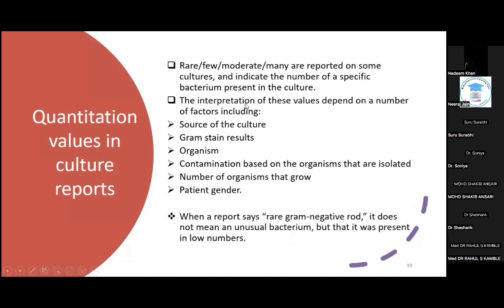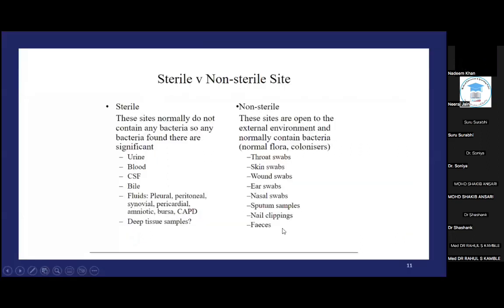Then, how to interpret the quantitative values of the culture reports, rare, few, moderate, as reported in some cultures. The interpretation depends upon the source of the culture and the gram stain results. When a report says rare gram-negative rod, it does not mean that it is unusual, but it says that it was present in low numbers.